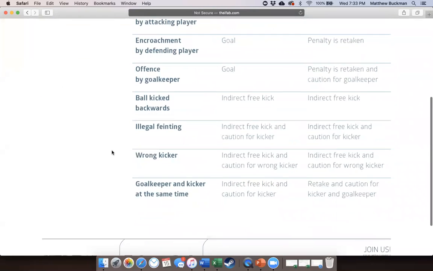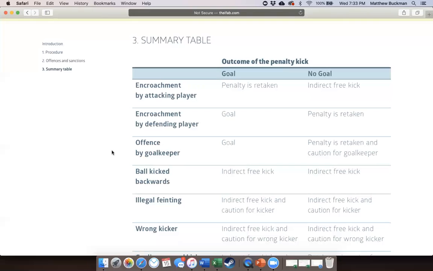this is a list of potential things that can happen, how it can happen, and what our recourse is when they happen. So if we have encroachment by an attacking player, meaning one of those players who was outside the penalty area and comes into the penalty area before the kick is taken, if the goal is scored, we retake the penalty kick. If no goal is scored, meaning it goes wide or the goalkeeper saves it, then we have an indirect free kick at the spot of the foul for the defending team.